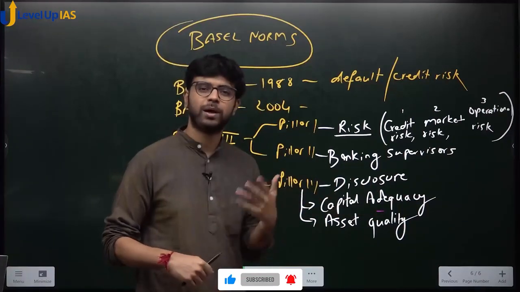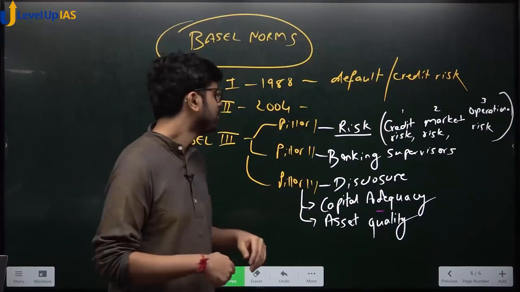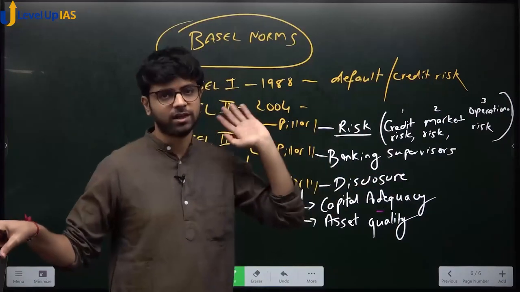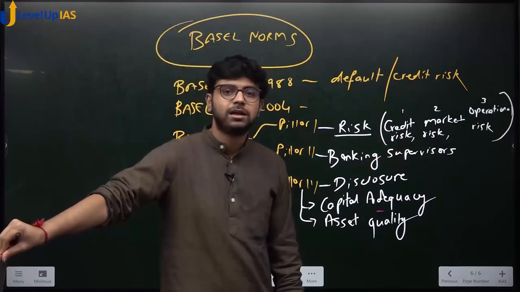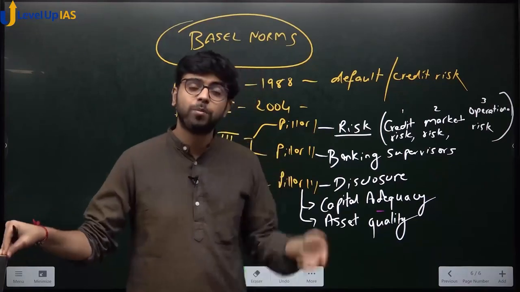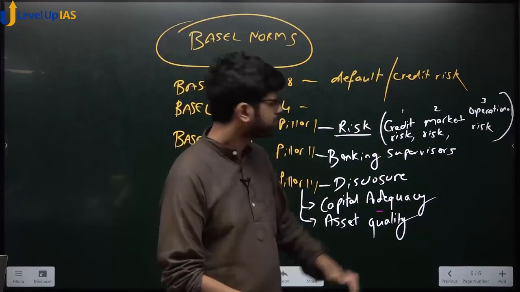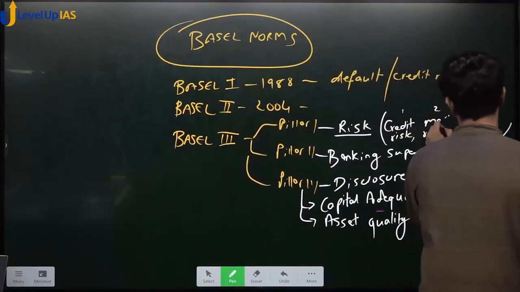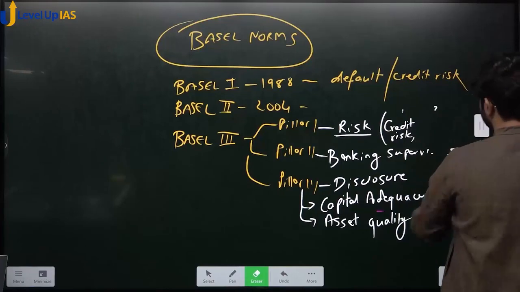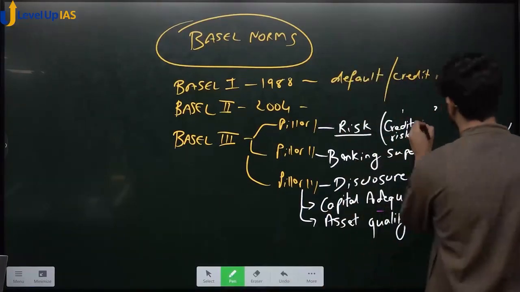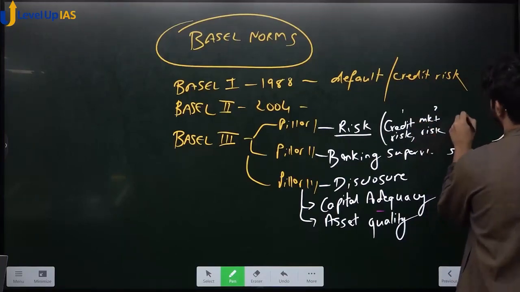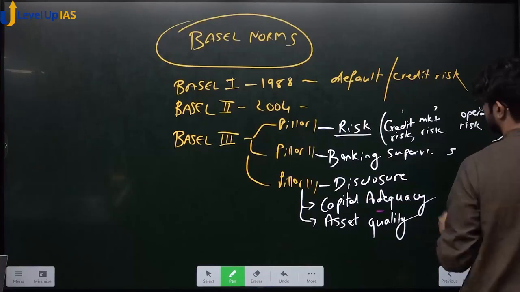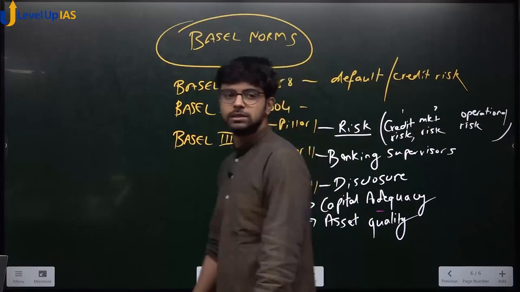Pillar 2 says keep banking supervisors, employ good people, quality people, not just anybody, because they are responsible for giving out loans, yes or no? Pillar 1 talks about risk. What is credit risk? Risk of the borrower defaulting. What about market risk? Market not working in your favor. You have invested 1 lakh rupees in gold and gold prices fall down. Market risk. Operational risk, day-to-day risk.